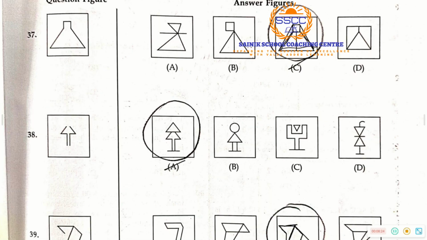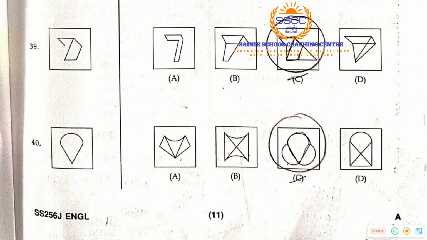Next part 10, to search for that figure. 37th, it will be option C. As you can see, this is embedded, and here it is embedded. Next, question numbers 39 and 40. As you can see, it is embedded here. Next one is option C, it is embedded here.